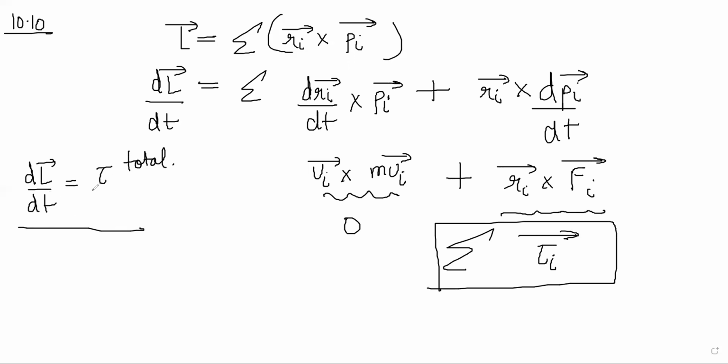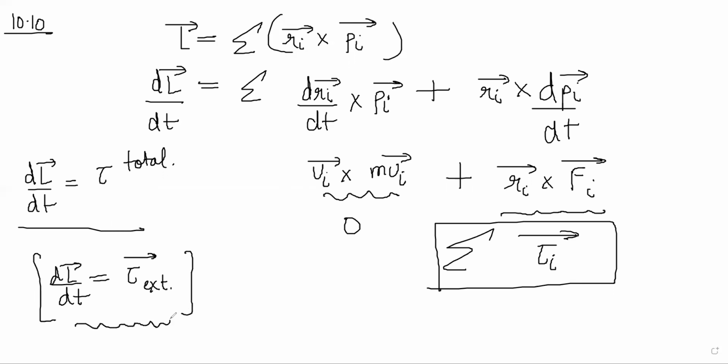Now he will prove later that internal torques, just like you did earlier, will add up and cancel each other. The only torque that matters here is the external torque. So dL by dt will become equal to the external torque only. That is the crucial principle, because if suddenly external torques are zero, then dL by dt is zero, which implies that L is constant. L is constant will mean angular momentum is fixed for that system.